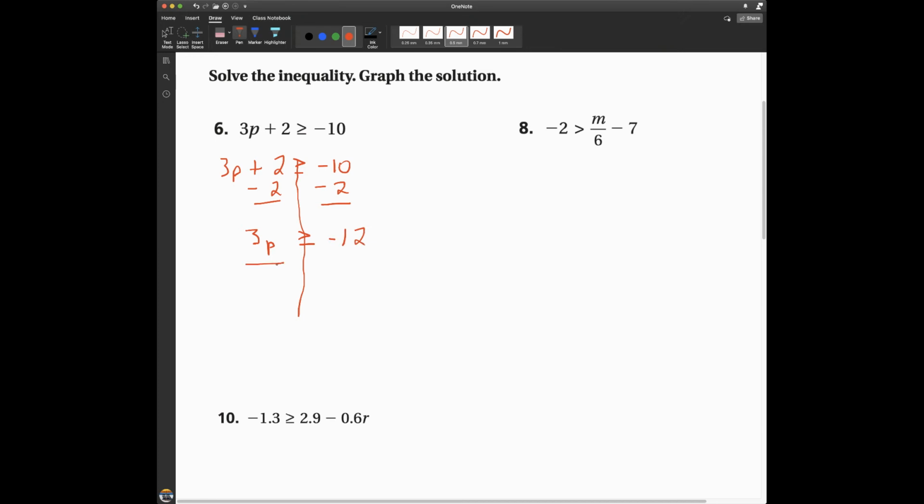And for my next step, I divide both sides by 3. And that gives me the variable p all by itself. Since I'm dividing by a positive number, then I am not going to change the direction of the sign. So on the right-hand side, I have negative 12 divided by 3, and that is equal to negative 4. All right, so there is the solution to this inequality, and I can graph all of those solutions.